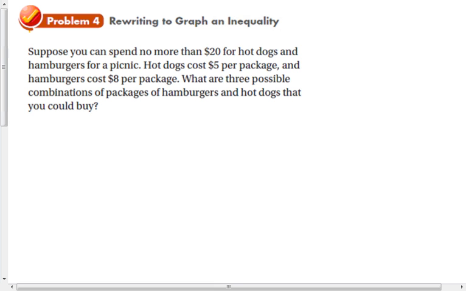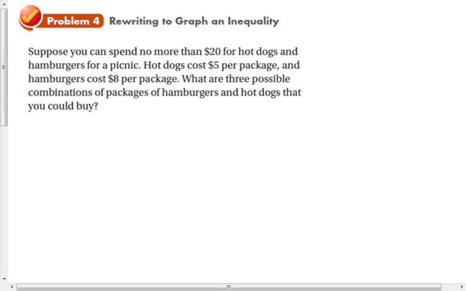Second to last thing we're going to do here is learn how to graph a real situation. So suppose you can spend no more than $20 for hot dogs and hamburgers for a picnic. Hot dogs cost $5 per package, hamburgers cost $8 per package. What are 3 possible combinations? Let's graph this so we can see where the possible combinations are.